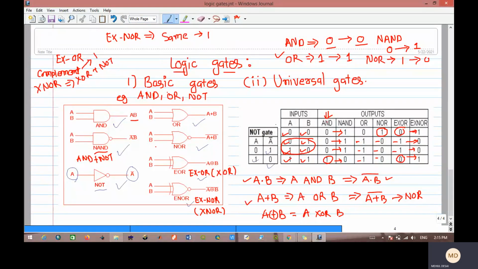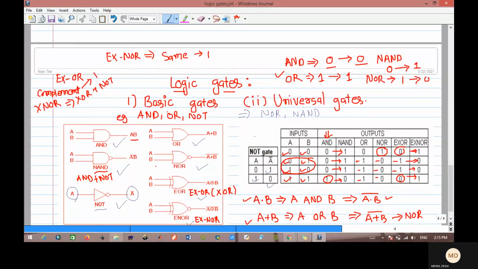What about the universal gate? Universal gate means you can make any gate from the universal gate. So NOR gate and NAND gate are called universal gates. It means that using a NOR gate or a NAND gate, you can make an AND gate, OR gate, NOT gate, XOR gate or XNOR gate. So this is the basic fundamental of logic gates.